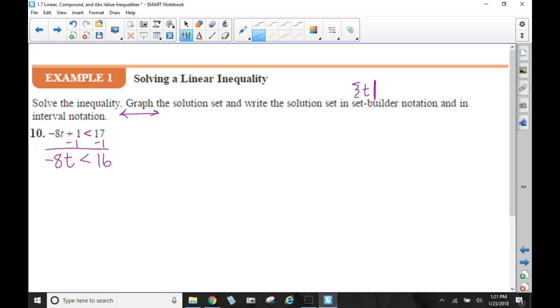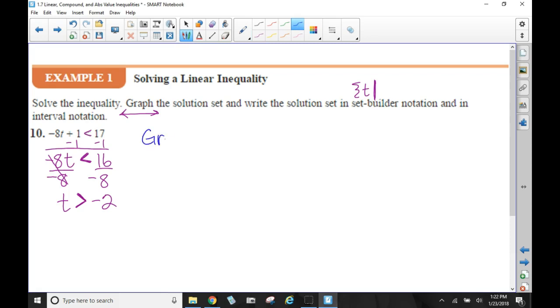Now the next thing we would do to solve for t is to divide both sides by negative 8. And ding, ding, ding, did you see that I said divide by a negative? What that tells you is you must swap this less than symbol around to now being a greater than. So t values are going to be greater than 16 divided by negative 8, which is negative 2. Right? So now let's do everything they wanted us to do with this.